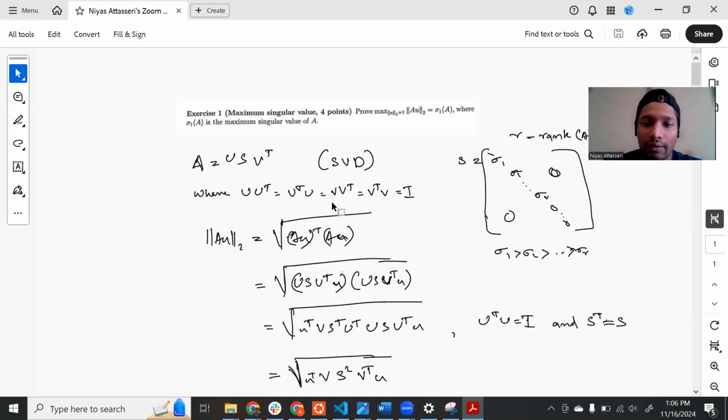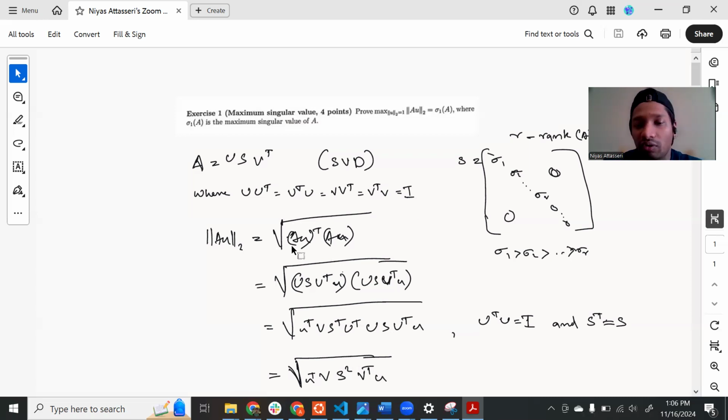Now we know that S is of this form: sigma 1, sigma 2, etc. to sigma r, where r is the rank of matrix A, and all the rest of the diagonal values of that matrix are equal to zero. It's a diagonal matrix, so every other element is also equal to zero. Now, let's decompose the two norm of Au.